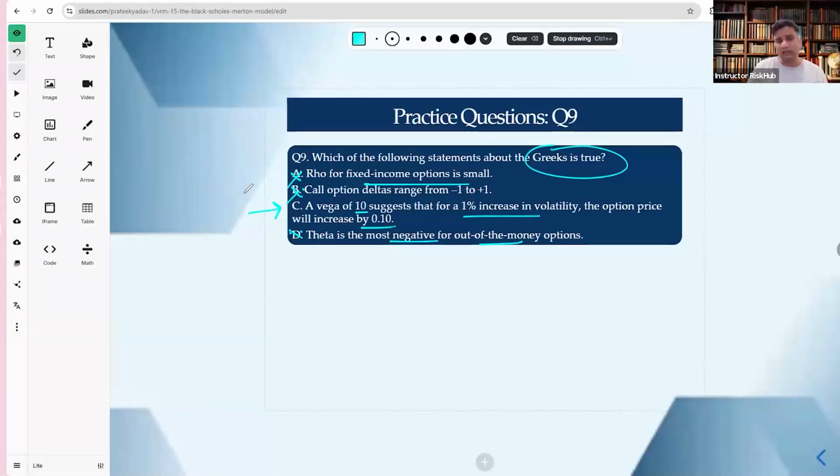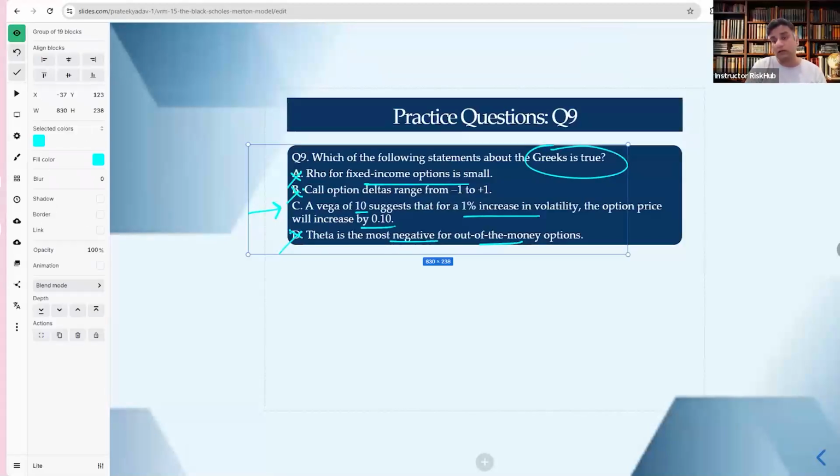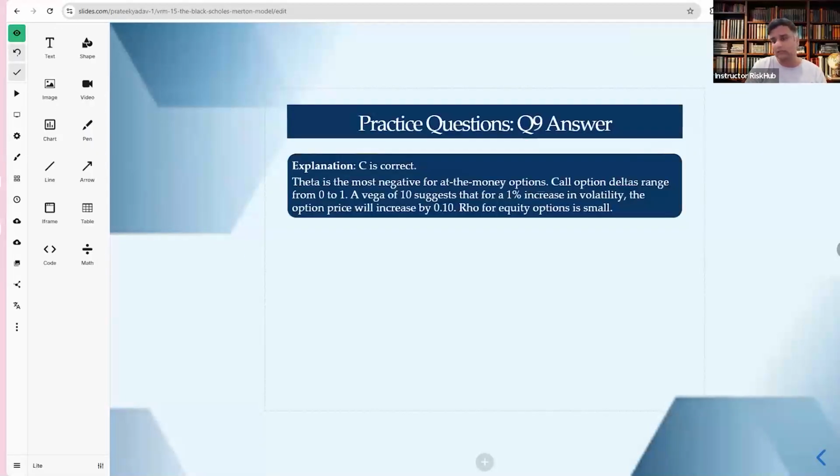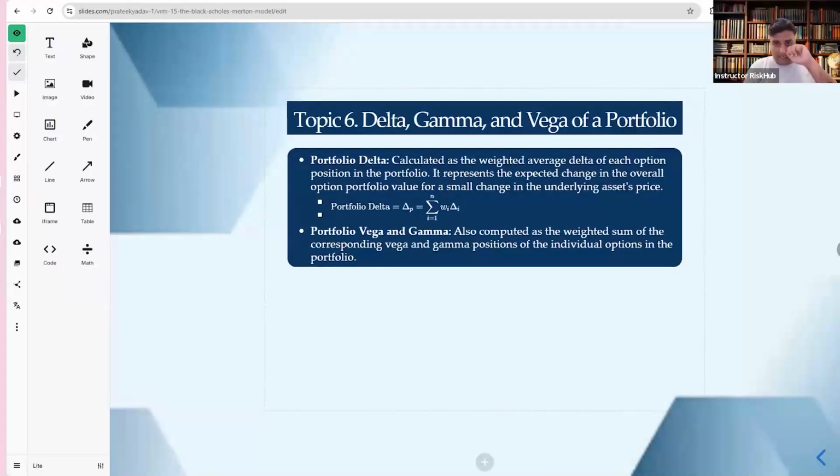So it's easy, right? If you remember the property, it's easy. But you have to go back and remember the property, right? C is the answer, right? Yeah, C.